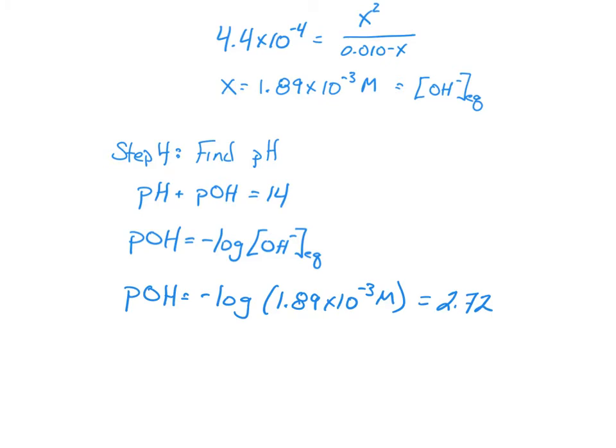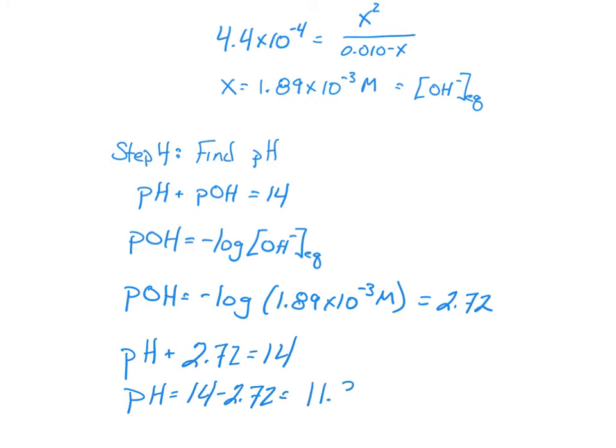So now that we know the pOH, we can find the pH, because pH plus 2.72 is equal to 14. And so that means that the pH is equal to 14 minus 2.72, or is equal to 11.3. Now, to sanity check this, remember that we said that this solution was made up of a weak base.